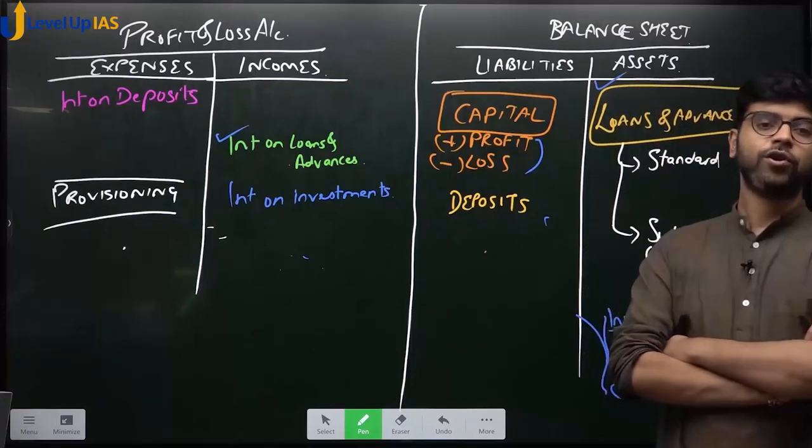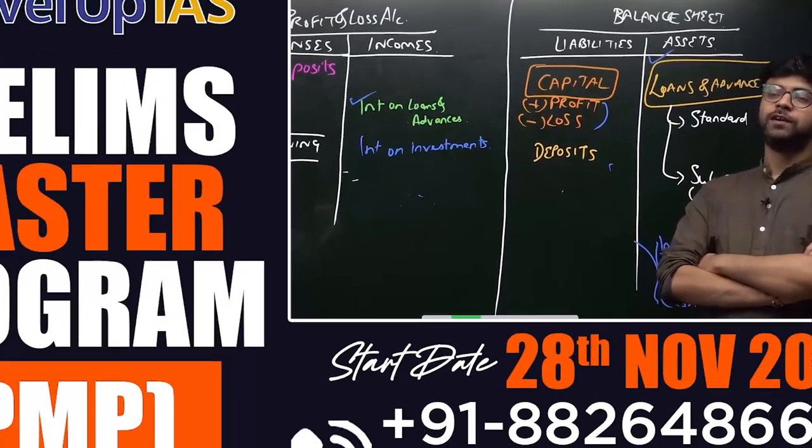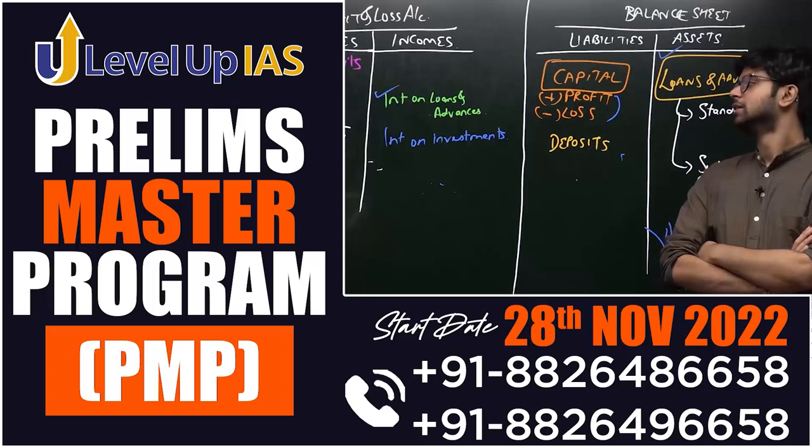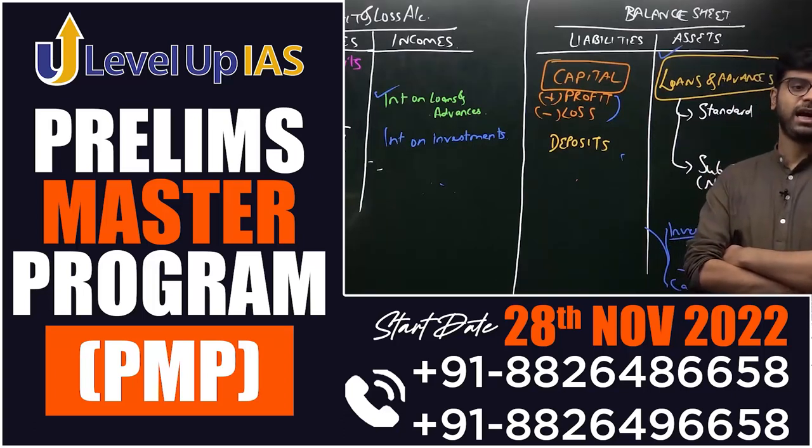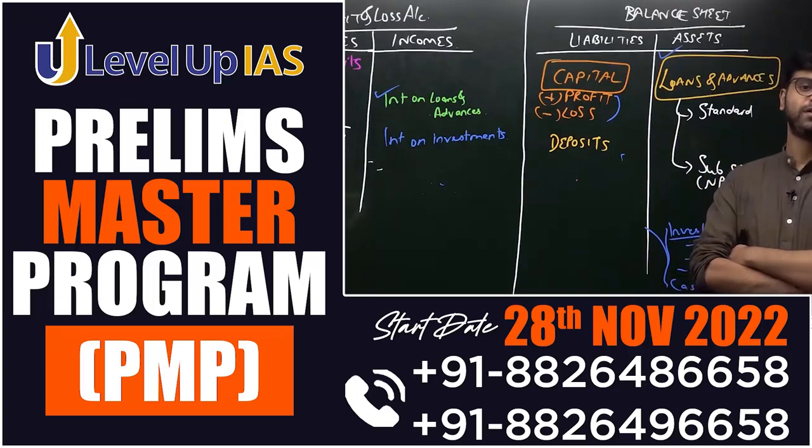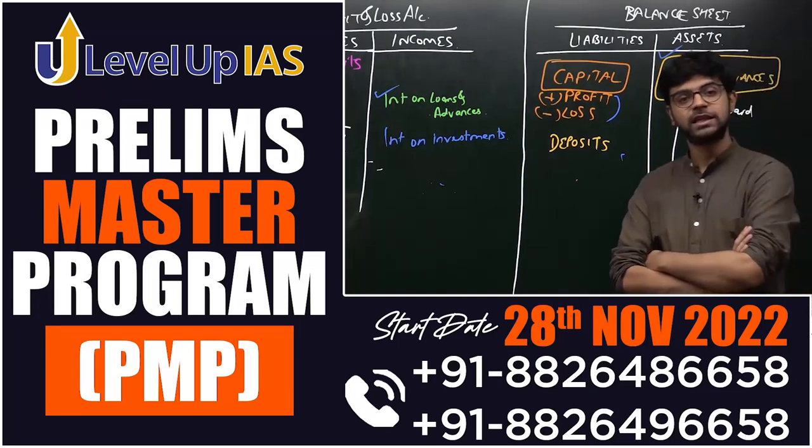So, which of them is correct? 100% provisioning is write down or 100% provisioning is write off? Write off. 100% provisioning is write off.